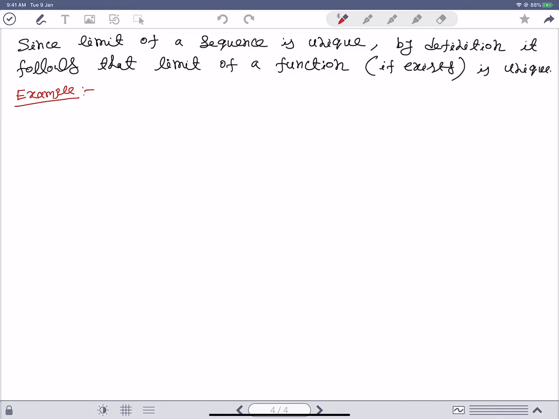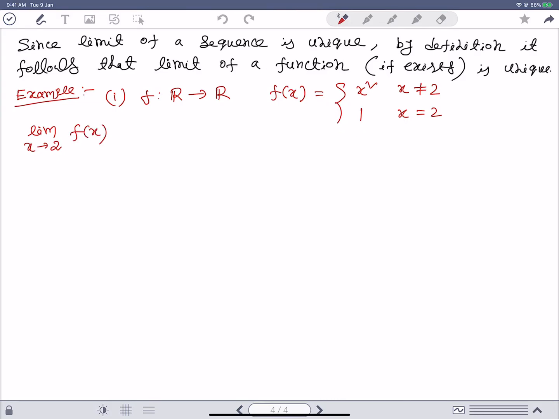So first of all, the first example: say f is a function from R to R defined by f(x) equal to x squared if x not equal to 2, and 1 if x equal to 2. Now since my domain is R, any point in R is a limit point, right? Now suppose we want to find limit x tending to 2 of f(x). So what is this? Now we can prove this by our definition.